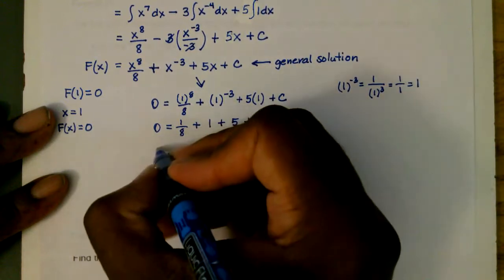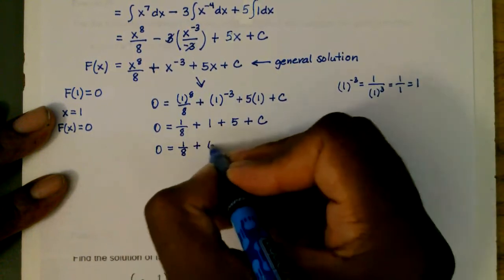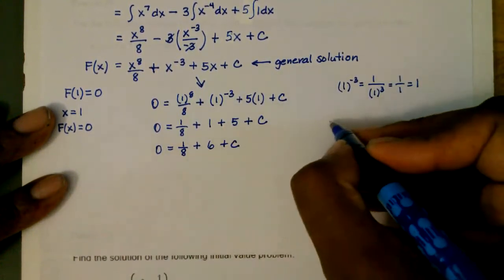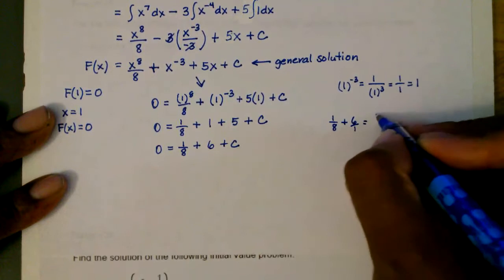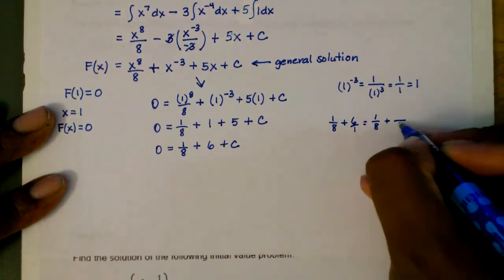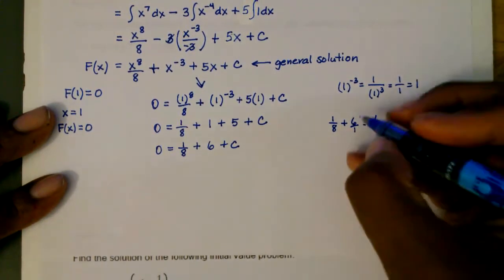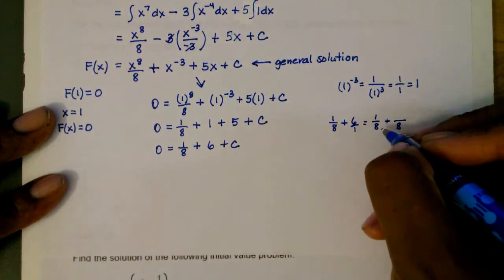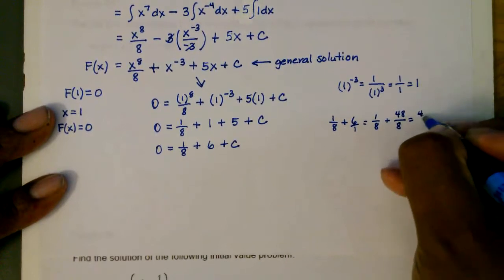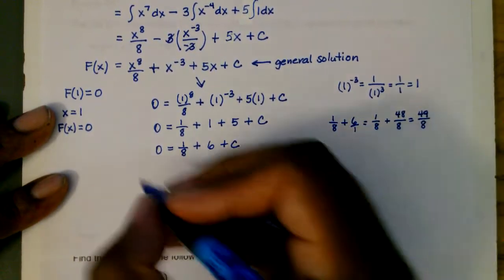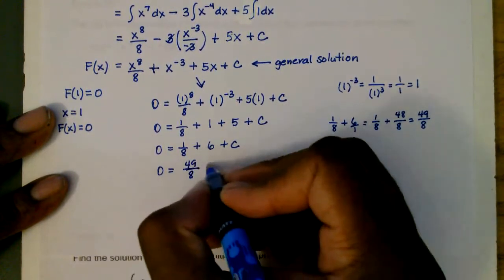Now 1 plus 5 will be 6. So I have 0 is equal to 1/8 plus 6, and then plus c. But if I do 1/8 plus 6, I need a common denominator, which is going to be 8. And to make the 6 over 1 have a denominator of 8, I need to multiply the numerator and the denominator by 8. So 8 times 6 will be 48. 1/8 plus 48 over 8 will be 49 over 8.